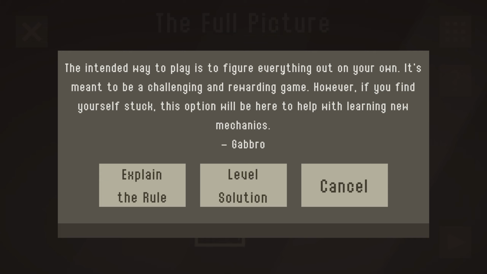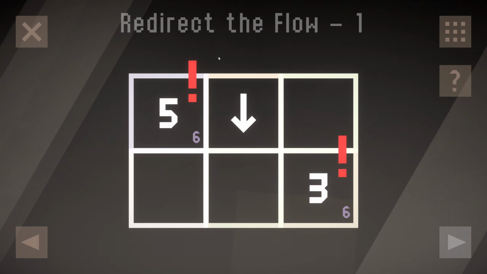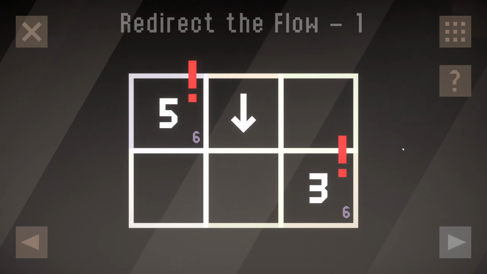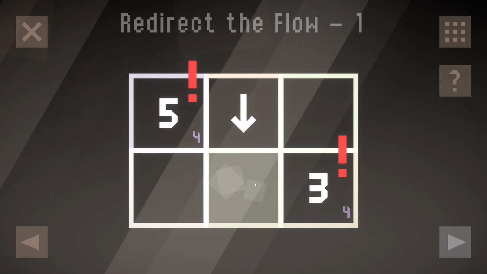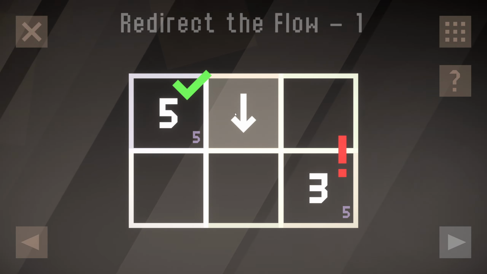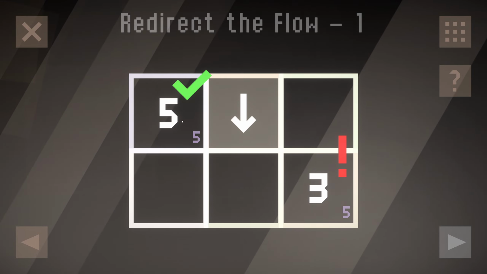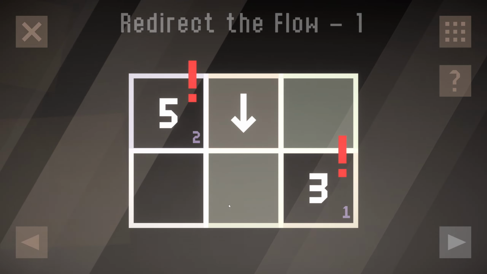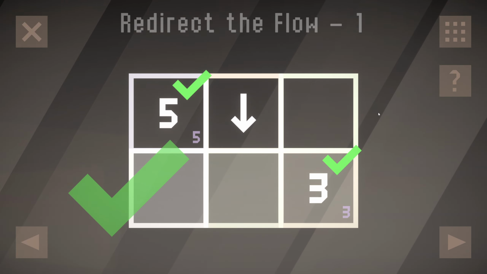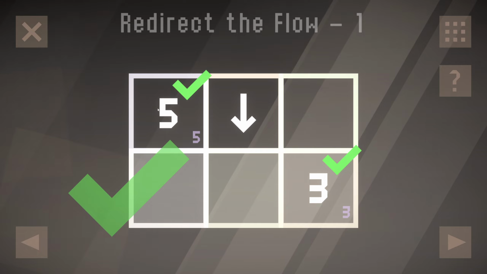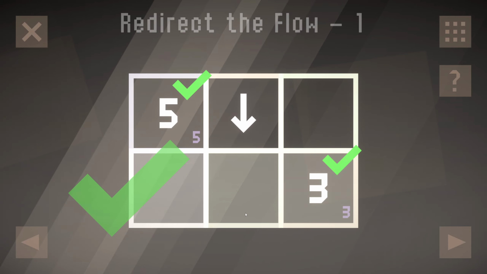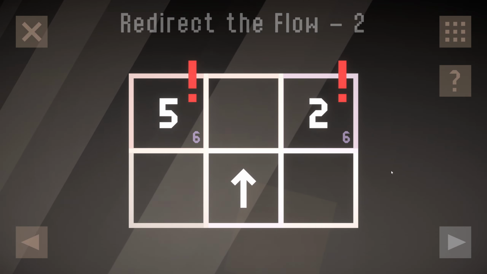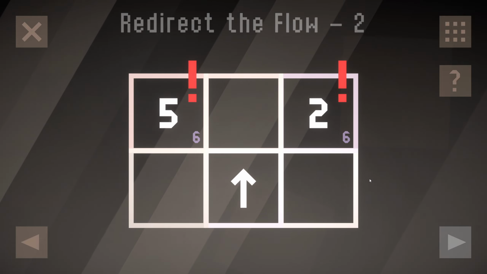The intended way to play is to figure everything out on your own. It's meant to be a challenging... Yeah, that's fine. Redirect the flow. So this is 5. So 5 goes 1, 2, moves down into the next zone, 3, 4, 5, and this is 3. Maybe I should have done all this arrow stuff before looking at the other arrow stuff.